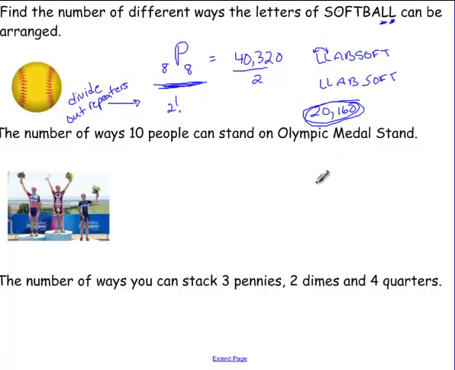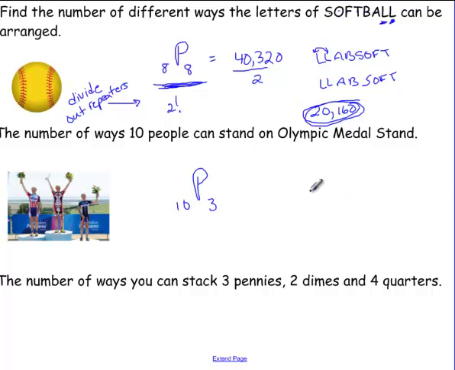Okay, the number of ways 10 people can stand on an Olympic medal stand. Question 1. Does order matter? Absolutely. So it's a permutation. I'm picking from 10 people, and there's only 3 places on a medal stand. Gold, silver, bronze.